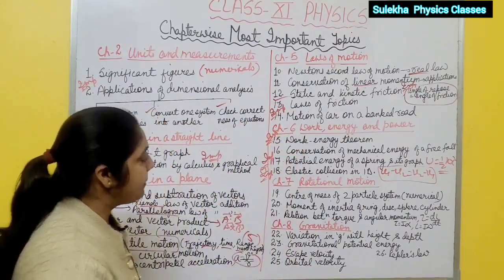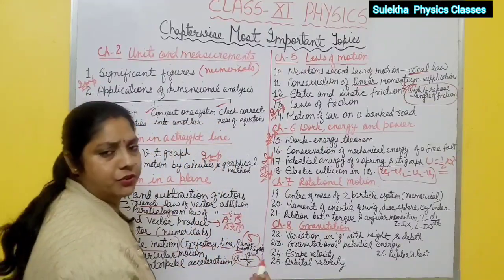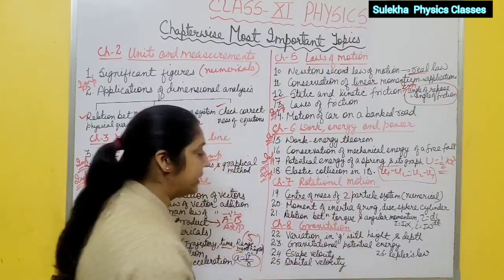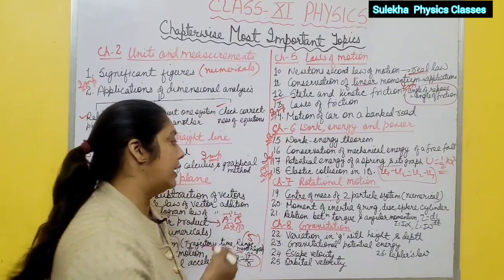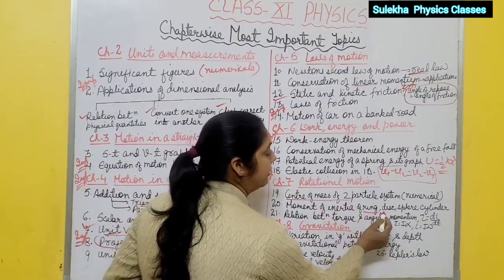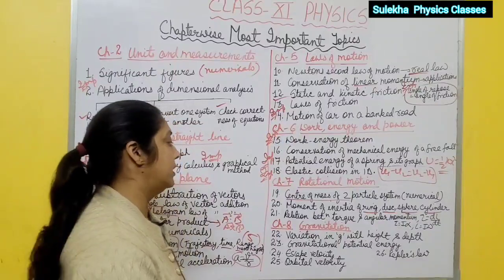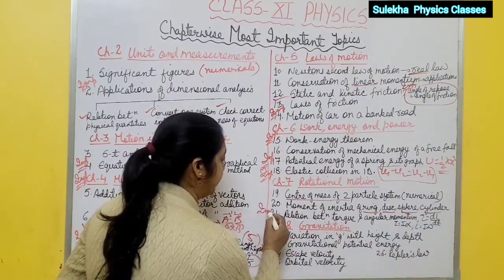Then come to chapter number 7, that is rotational motion. In this one, you have to just revise 2-3 topics. First is numericals based on center of mass of two particle system. Then you have to revise what is moment of inertia and what is moment of inertia for ring, disc, sphere and cylinder. You have to revise just all these formulas. Then 1 or 2 relations is there, that is very, very important.